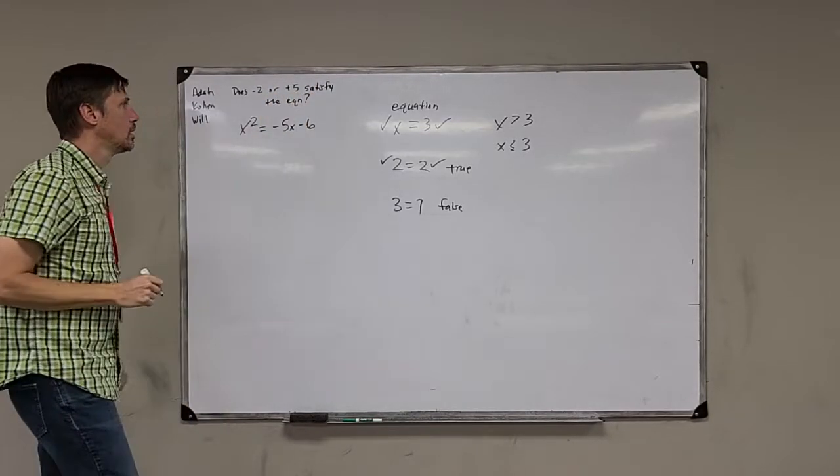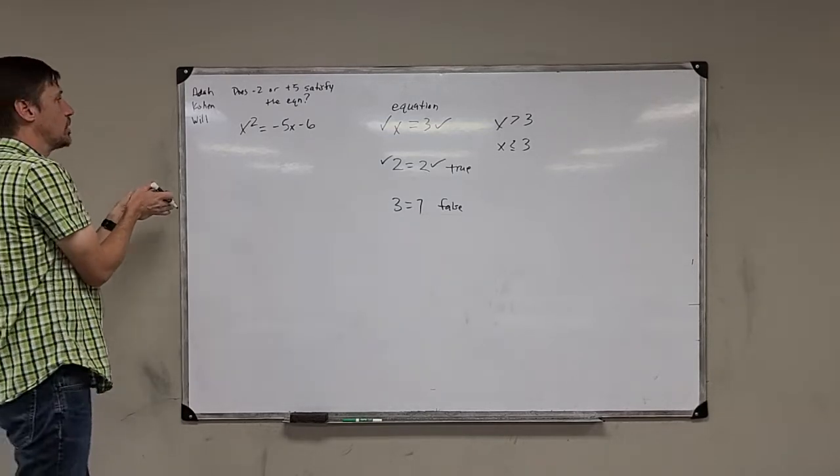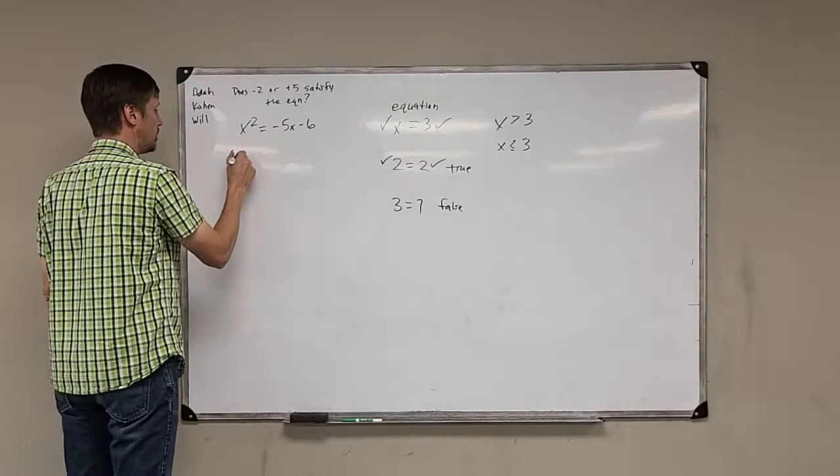All right? How are we going to determine whether or not it satisfies the equation? We're going to plug that value in for x, and we're going to see if we get a true statement. All right? That's our goal. So we're going to start with the -2. So we plug it in, we say -2.